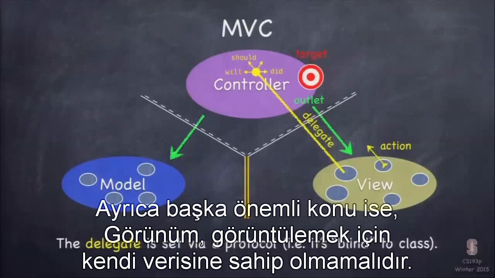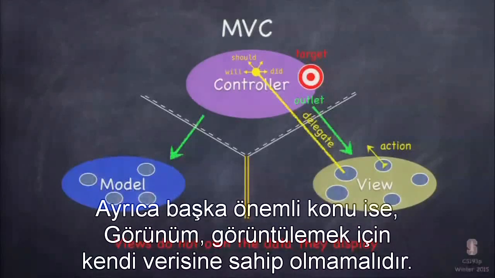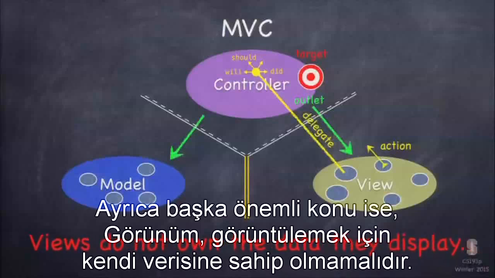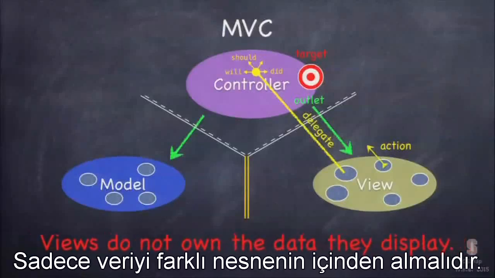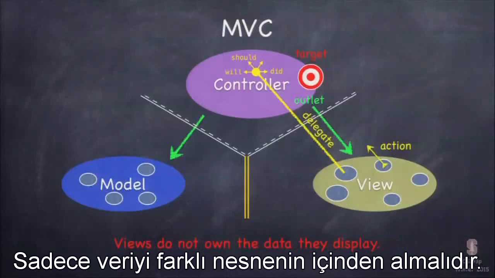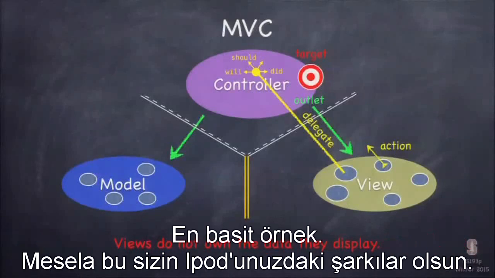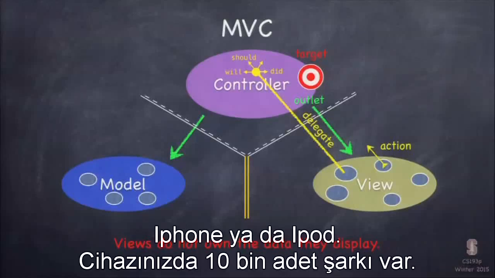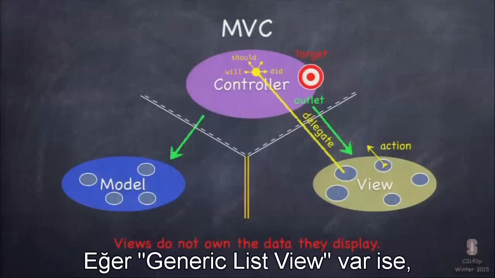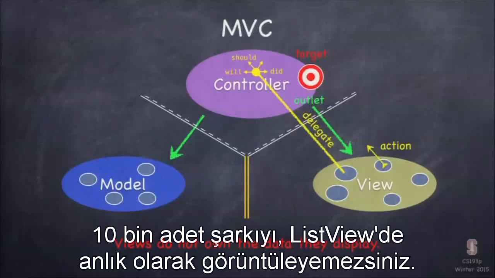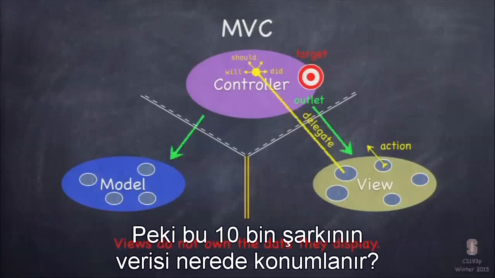Also, another important thing is that views should not own the data that they're displaying. They should not own it. In other words, it shouldn't be a property inside of them where that's the truth of that data. And the easiest example for this is all the songs in your iPod, on your iPhone or your iPad, right? You might have 10,000 songs in there. So if you have some kind of generic list view, you can't transfer all 10,000 songs to its instance variables and expect it to hold 10,000 songs so it can list through it.